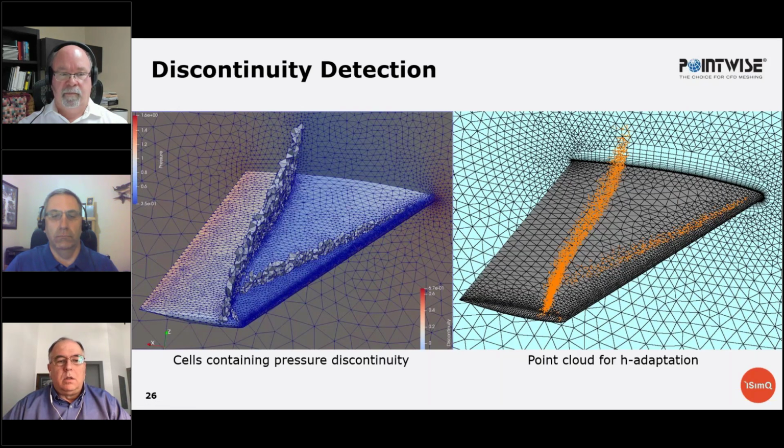Okay, on this image, the picture on the left is an image of where the shock detection sensor has identified where there are discontinuities in the solution space. And this is the lambda shock that's typical on our M6 wing. So everywhere you see a volume element displayed, that's where the discontinuity has been identified. On the right, an H cloud has been generated for those locations, specifying a new size parameter that is fed into Pointwise using the linear adaptation. Next slide, please.